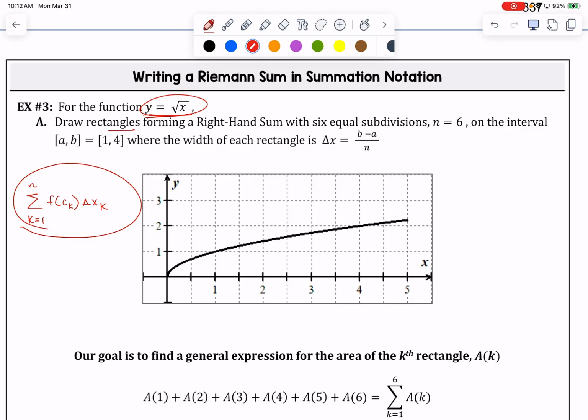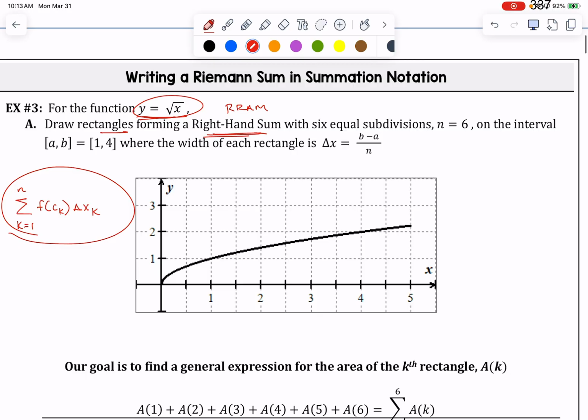Okay? Draw rectangles forming right-hand sums. So we're doing an RRAM. We're doing an RRAM. You good? With equal subdivisions, which means the widths are going to be what? How do we calculate width? Let's do that right away. How do we calculate width? B minus A over N.